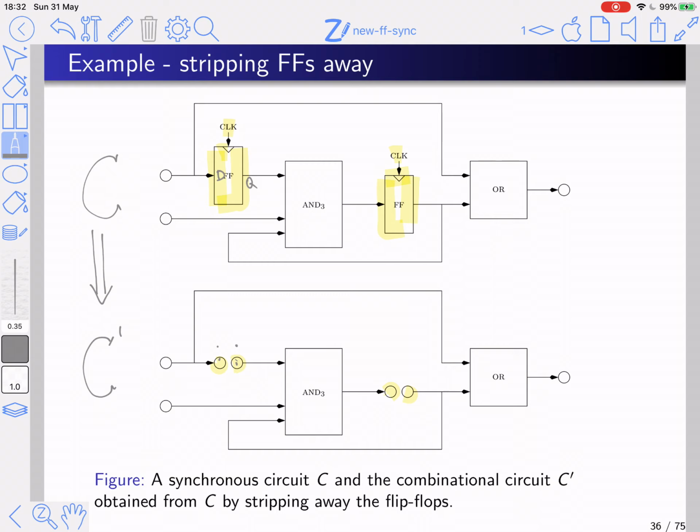Okay, so the only edge which goes from the right to the left is this edge. So this edge is a dangerous edge. It may belong to a cycle. So we follow this edge and we end up over here and we cannot close the cycle. Okay, so C prime is acyclic and therefore C is a synchronous circuit.